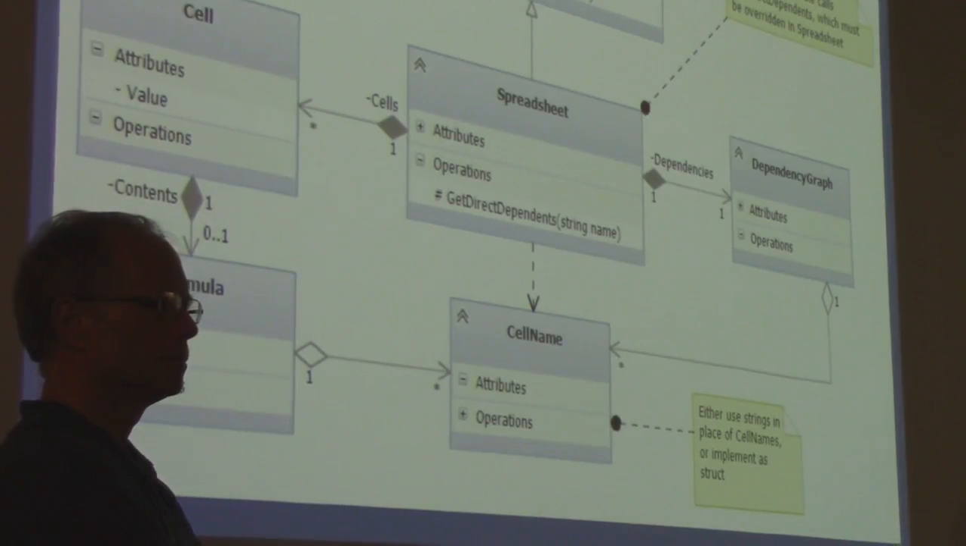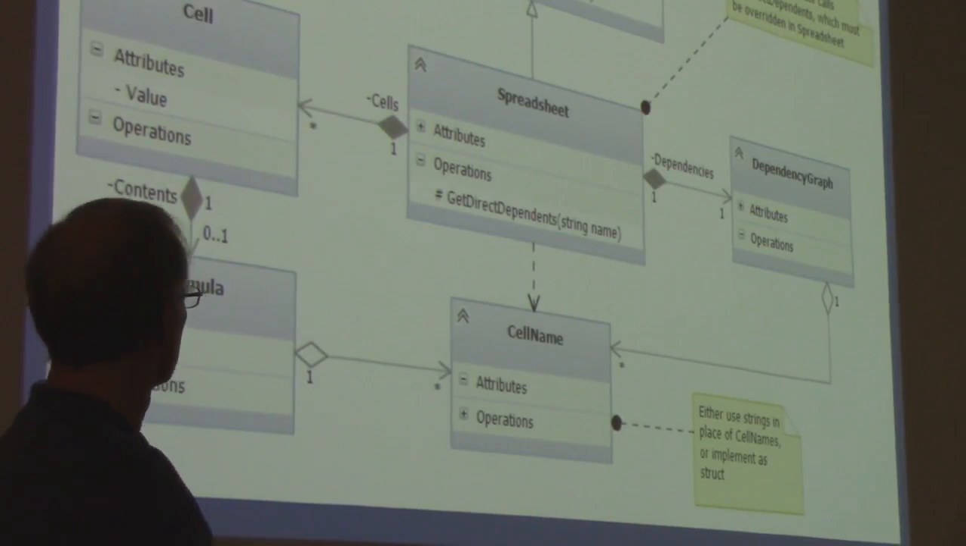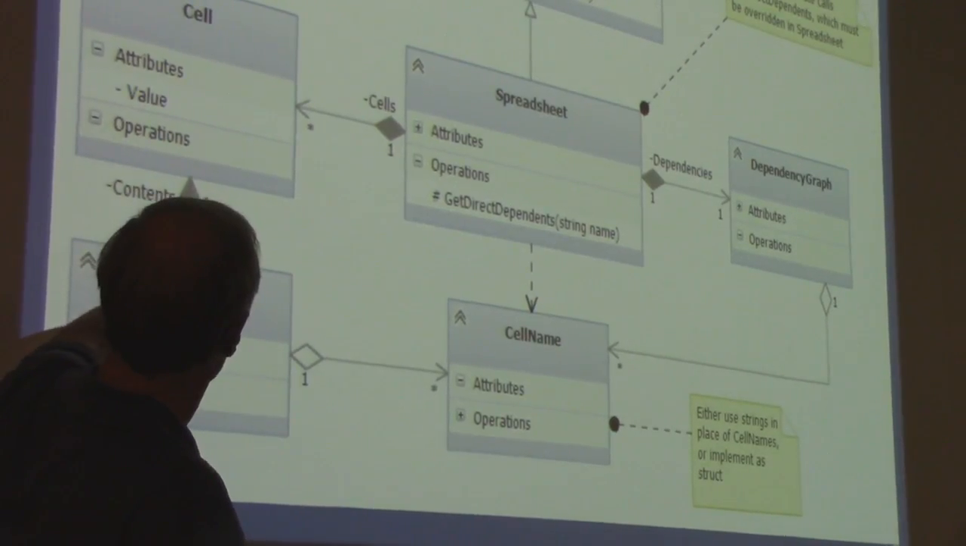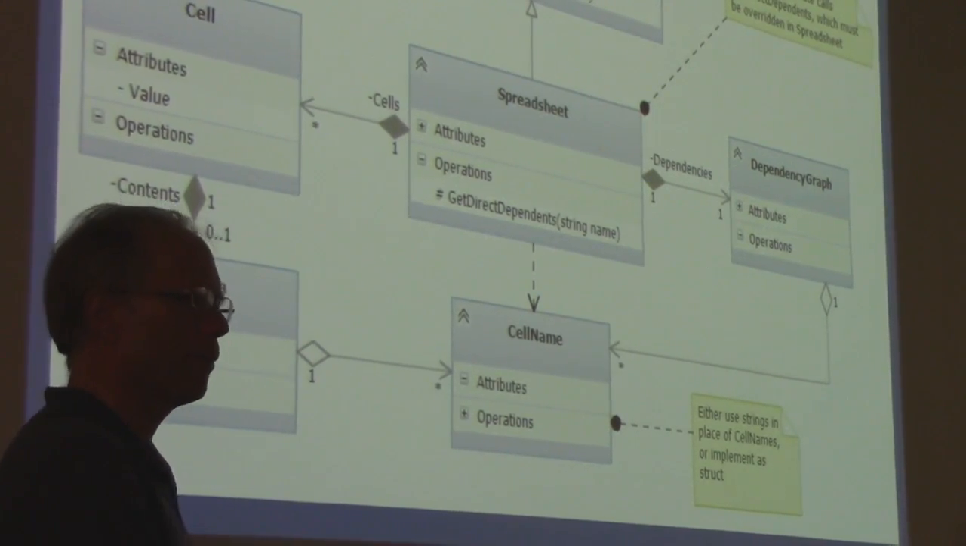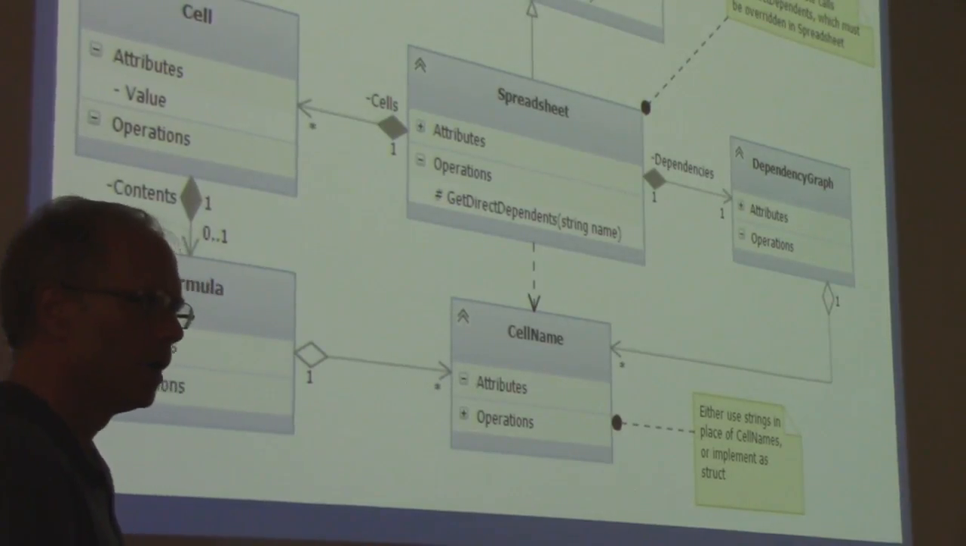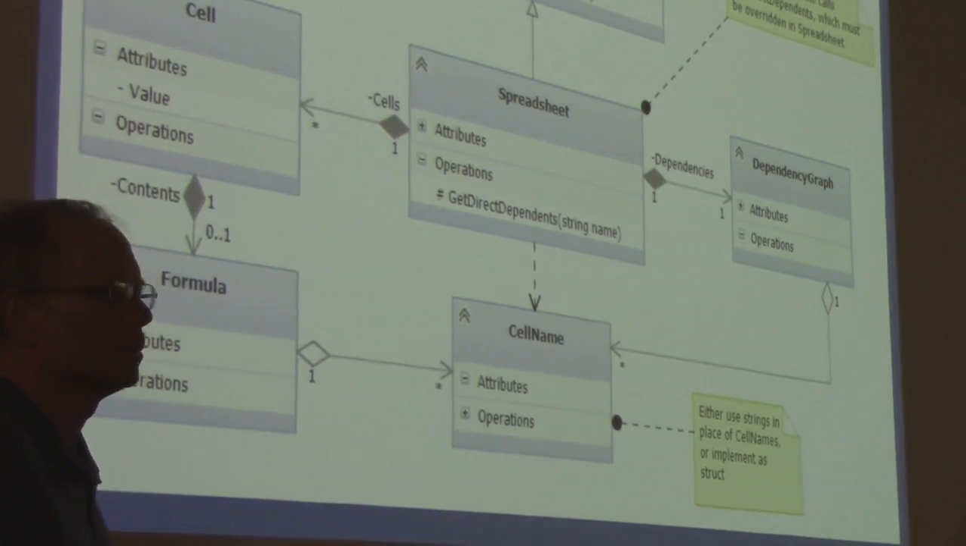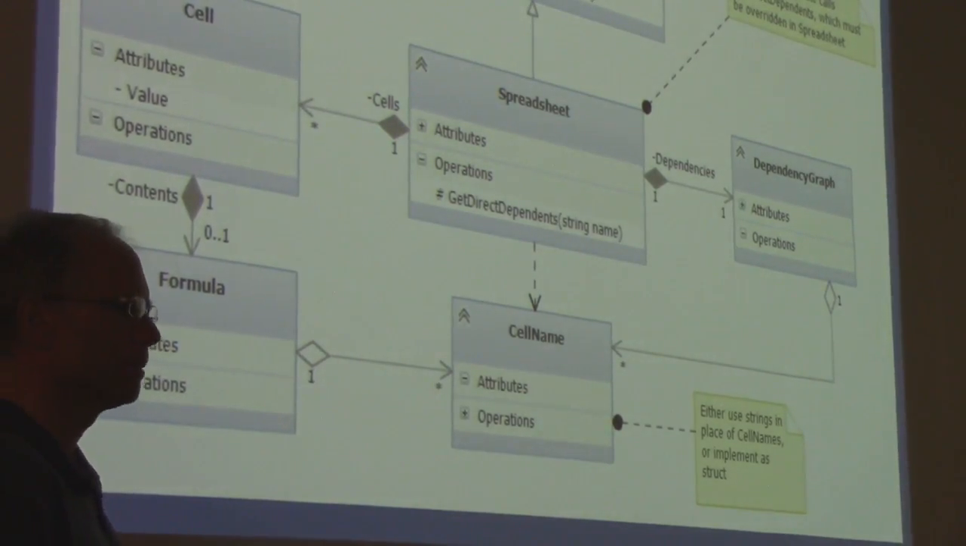That a formula can't exist without a cell. So a cell will contain 0 or 1 formulas, because there can be things in cells other than formulas. But one thing a cell can contain is a formula, and formulas aren't useful except when they're in a cell. So at least that's what the diagram is saying.